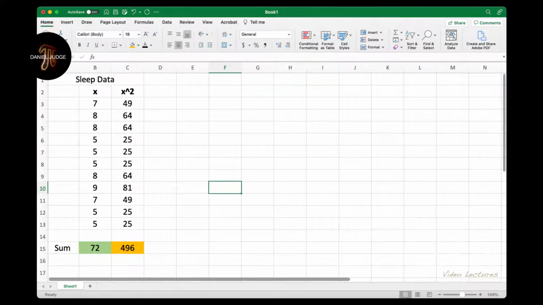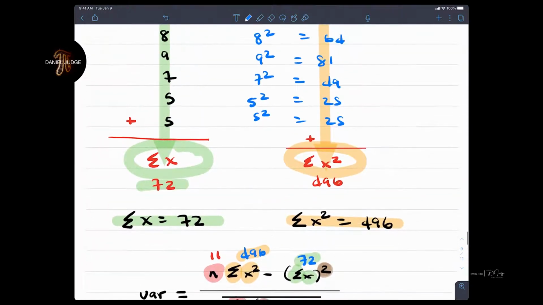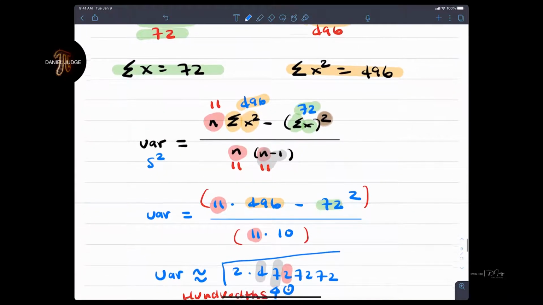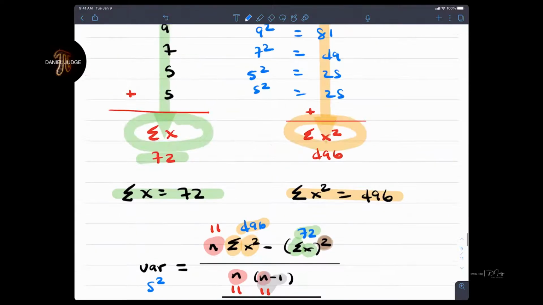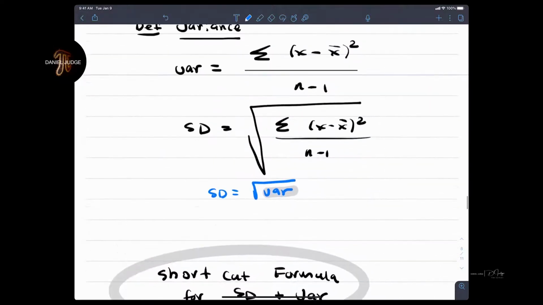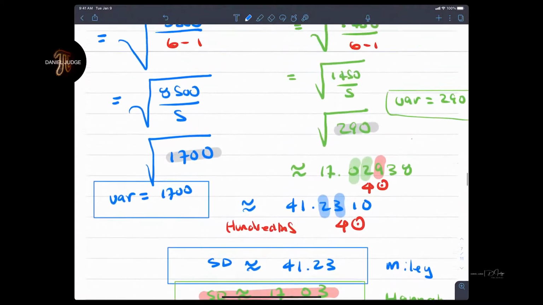And this is, if we go back to the iPad, where are you, iPad? These are the values we found in green and orange. And this is how we use the shortcut formula. Okay. Now, I bring this up only because we're going to verify. I'm going to use the shortcut formula again to verify work we already did.